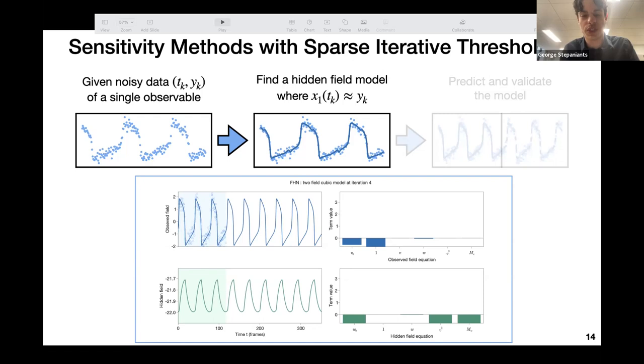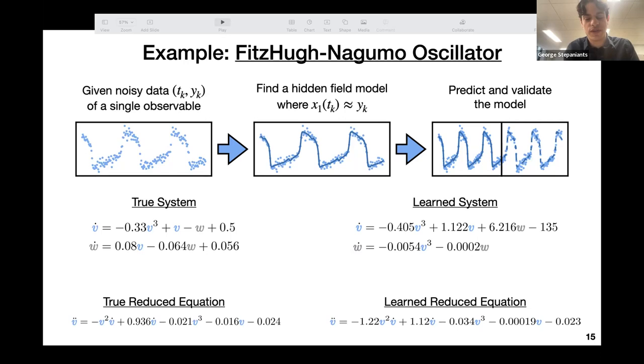And now we can look at what this sparse polynomial model is that we've gotten back. Here on the left, I've written out again the true equations of the FitzHugh-Nagumo system, and on the right, I've written out the equations that we've learned through the sparse iterative thresholding procedure. And what we see is that they're quite different from each other, right? There's a v cubed term in the w dot equation, which doesn't appear in the true system. This is completely expected because we had no observations of the second coordinate of the FitzHugh-Nagumo system.